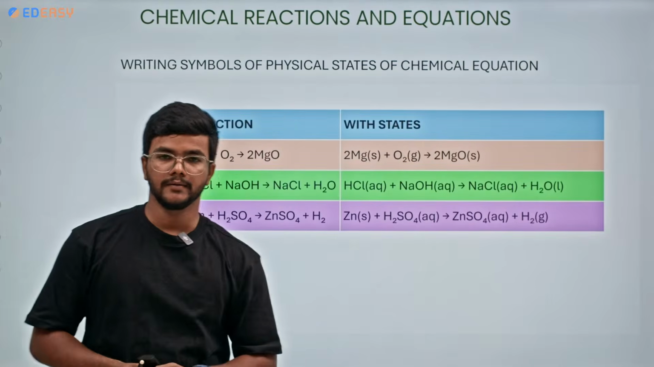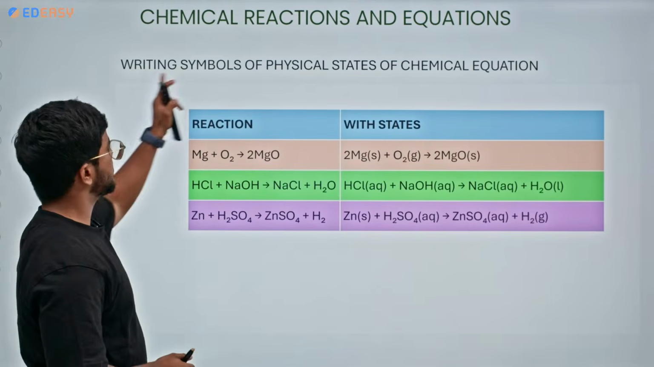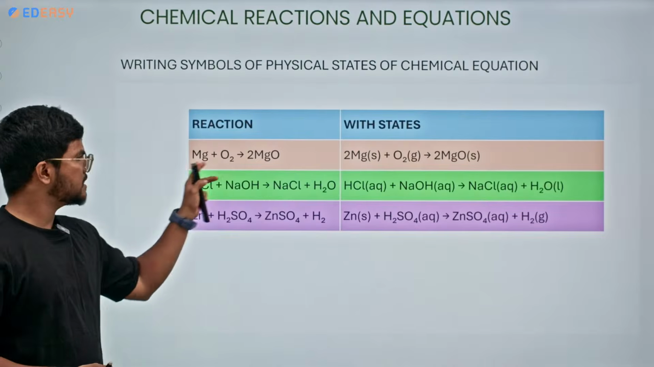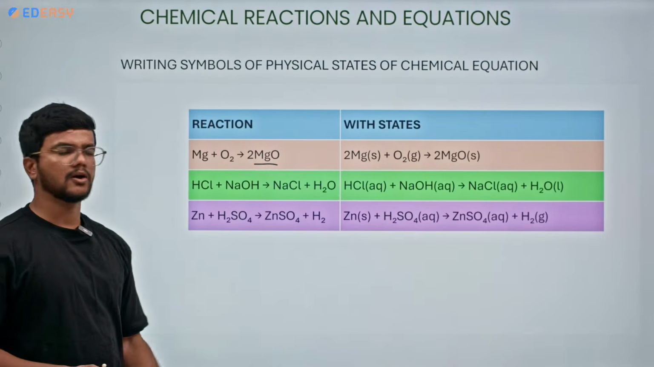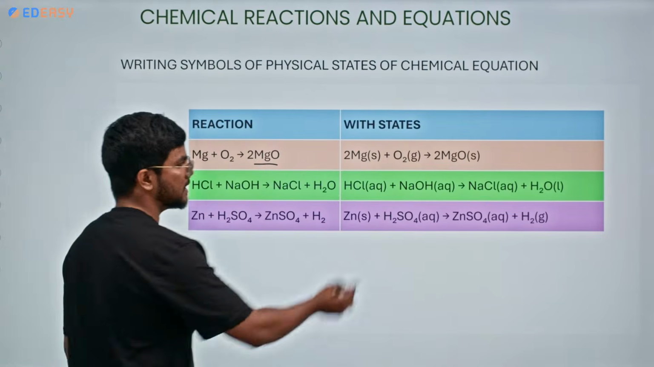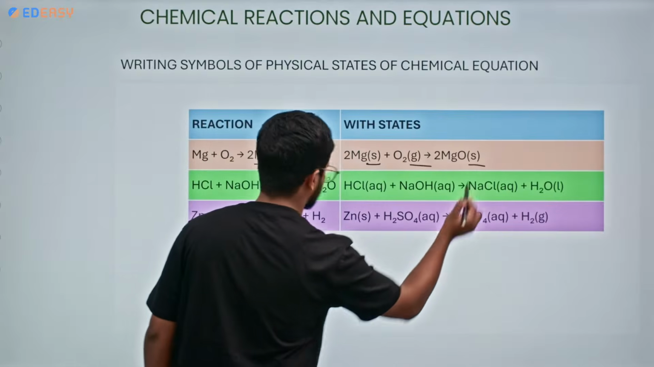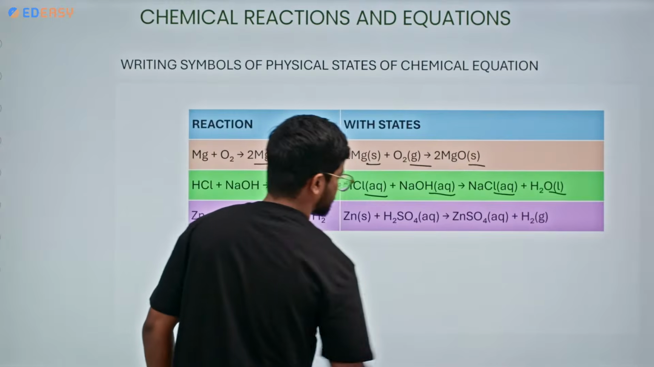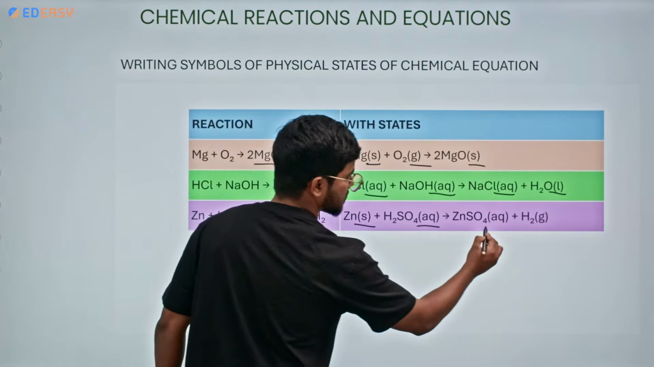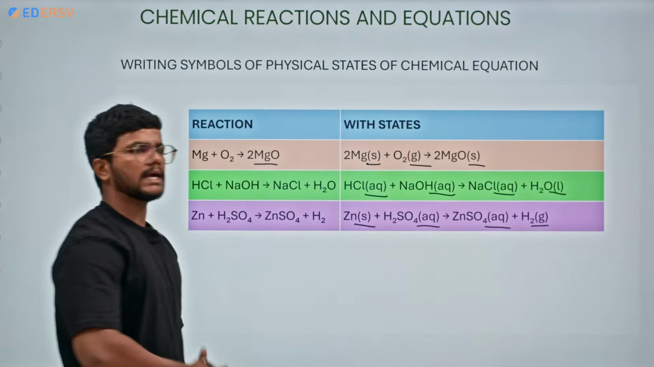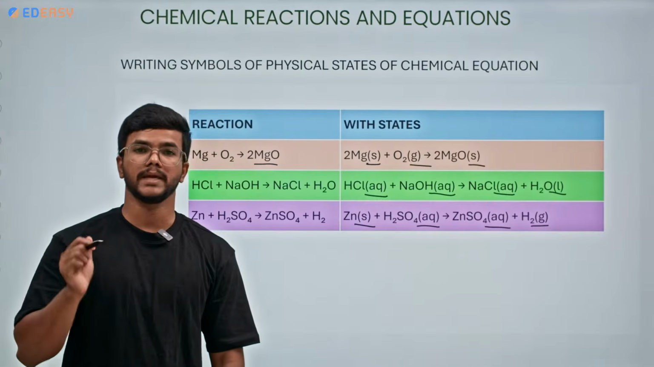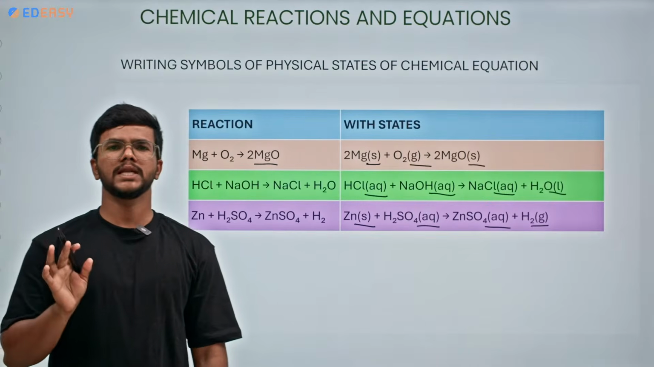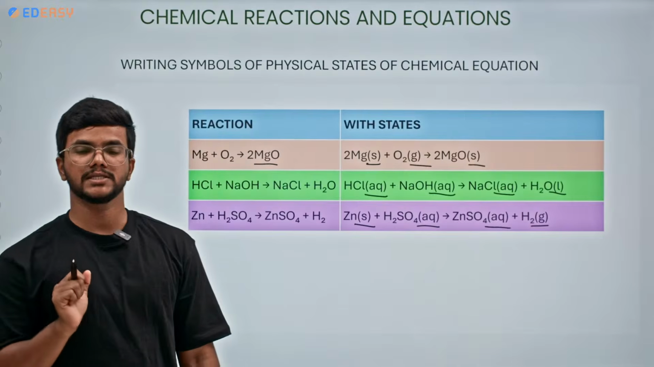So next, what is the topic here? Writing the symbols. This is a normal form of the equation. Here they have mentioned s, g, l, and aq: solid, gas, liquid, and aqueous. These are the physical states. You have to mention the physical state, though mostly they won't ask you to write the physical state of the equations.